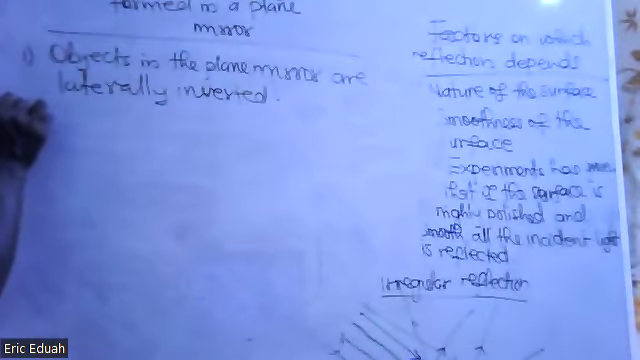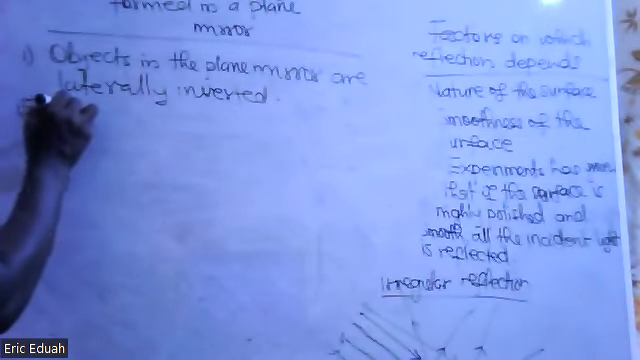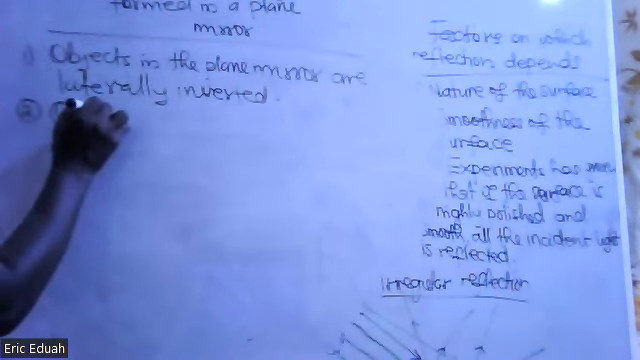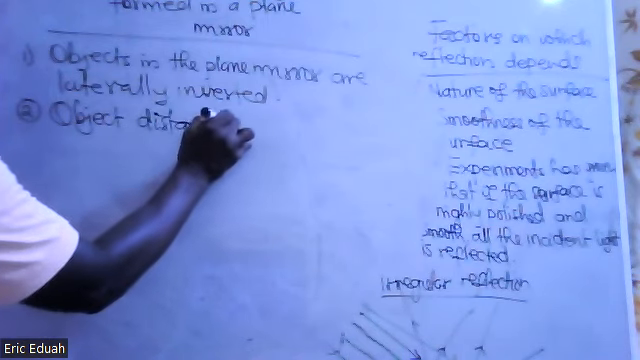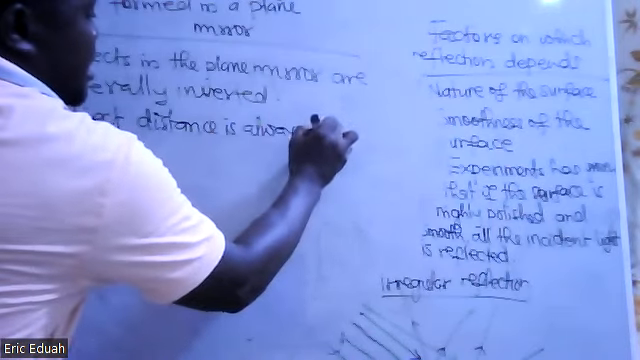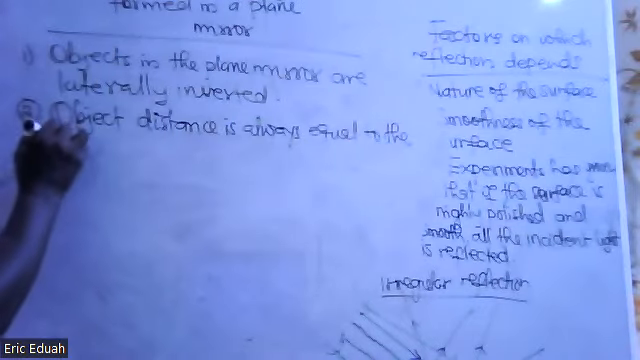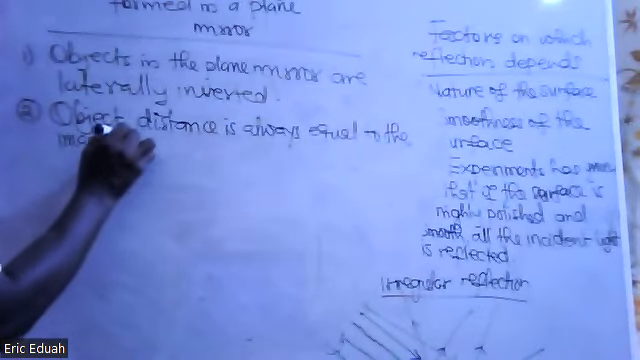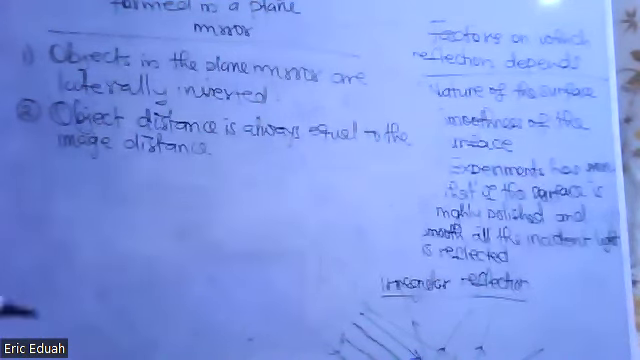Two. Object distance is always equal to the image distance. So you look at the distance from you to the mirror and the mirror to your image, the same.